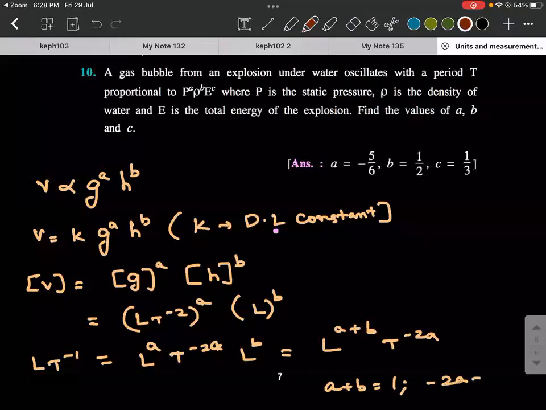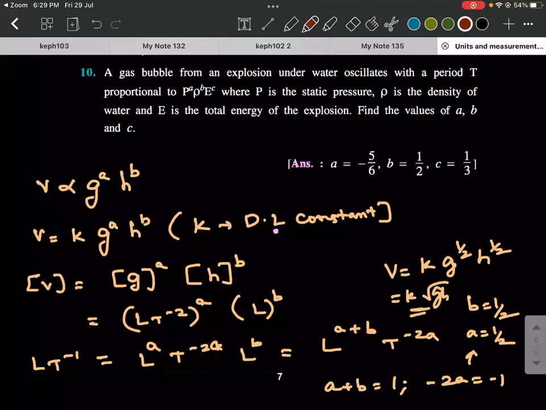So what is a plus b, guys? It is 1. Minus 2a is minus 1. So a is half. And b is also half. There you get the answer. So V will be equal to k times g^(1/2) into h^(1/2), which will be k times root of gh. That's it. Any idea what that value of k is? It is root 2.